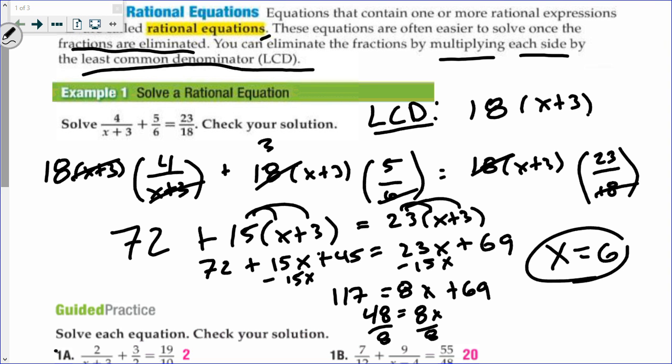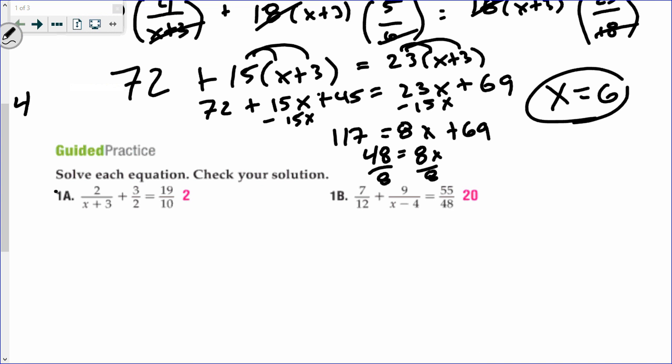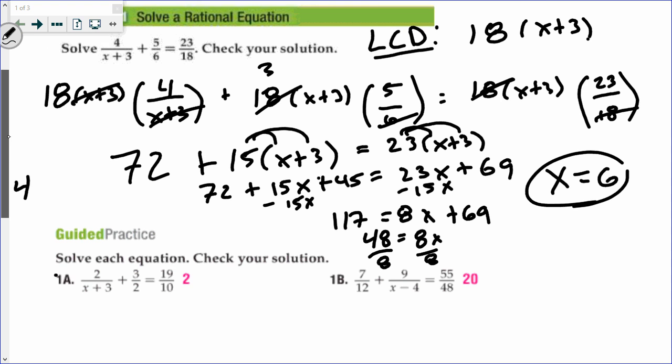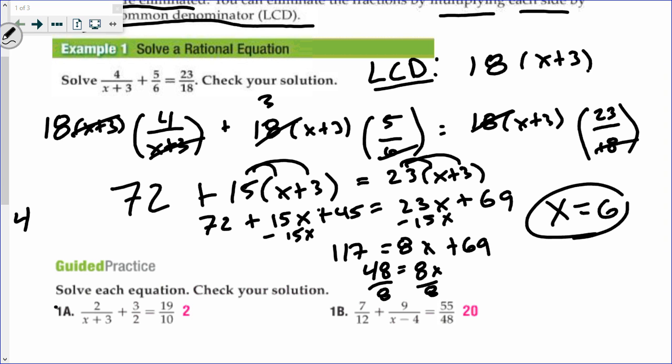So to check, we just plug in 6. Bear with me here. Sorry about that. 4 over x plus 3. So x is 6, so 4 over 9 plus 5 over 6. What is that equal to? 23 over 18. You can check that on your calculator. It certainly is. Okay, checks out. So x equals 6 is our solution.